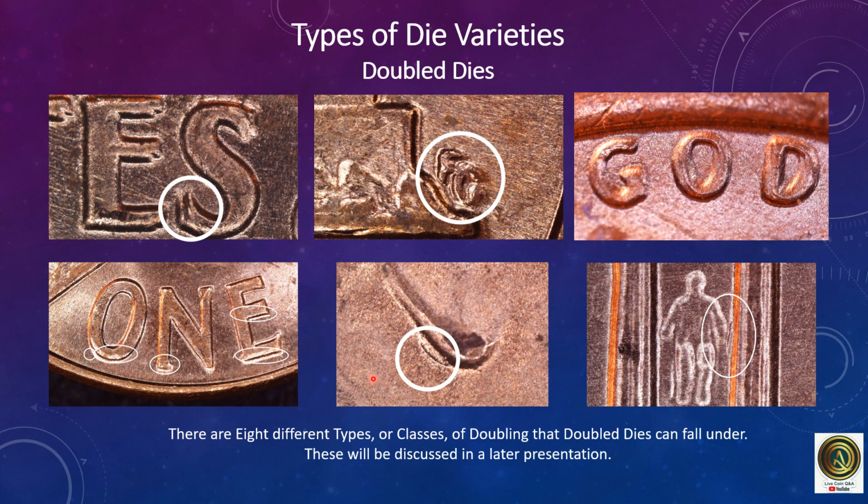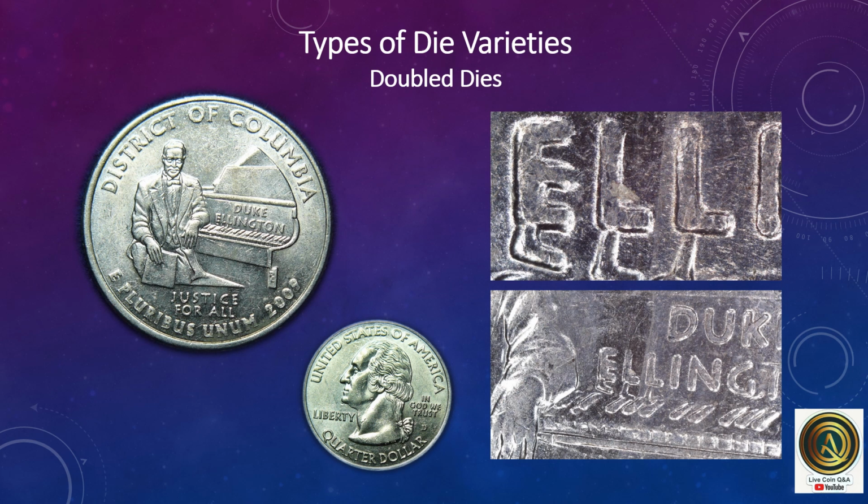Here's a double die obverse with a doubled earlobe. And here is doubling on the column on a Lincoln Memorial cent. There are 8 different types of or classes of doubling that double dies can fall under. These will be discussed in a later presentation. Here's an example of a double die reverse.